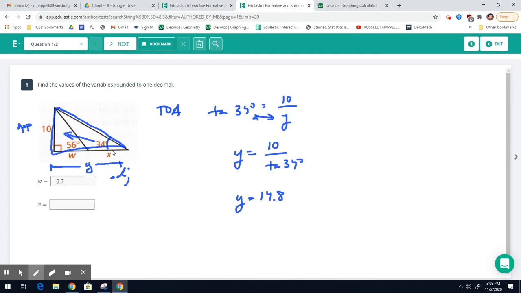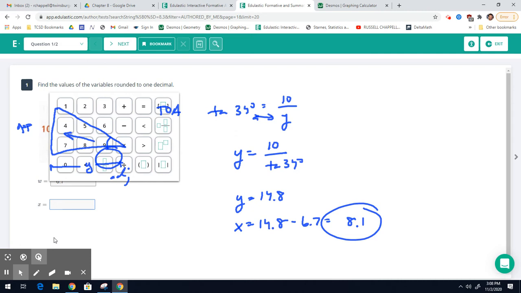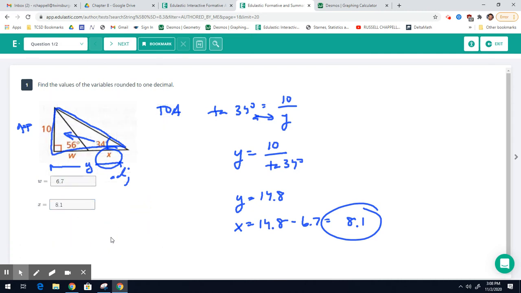To get your X, we need to take away W. So to find X, we're going to take 14.8 and subtract your W of 6.7. And that would give you a length of 8.1. And that would be your length of X, 8.1. And there we go. Okay, so be aware of how you're going to use that extra variable in that problem. Okay, one more problem coming.